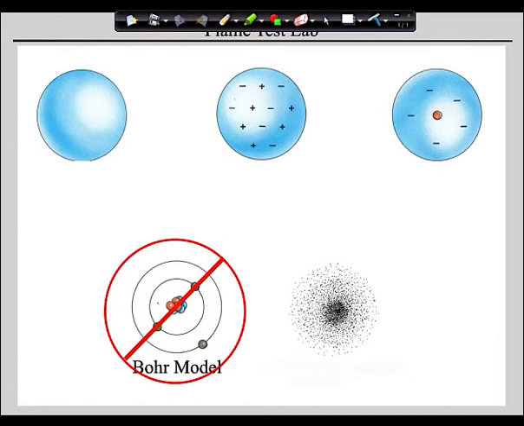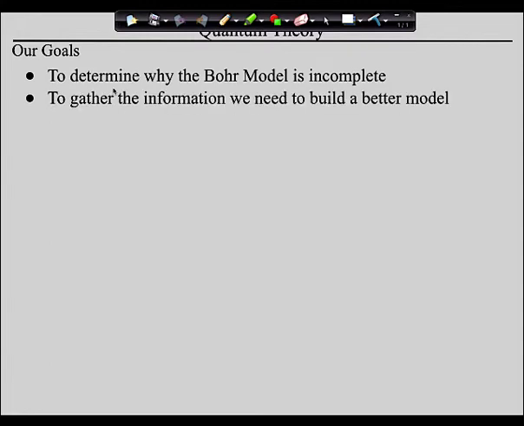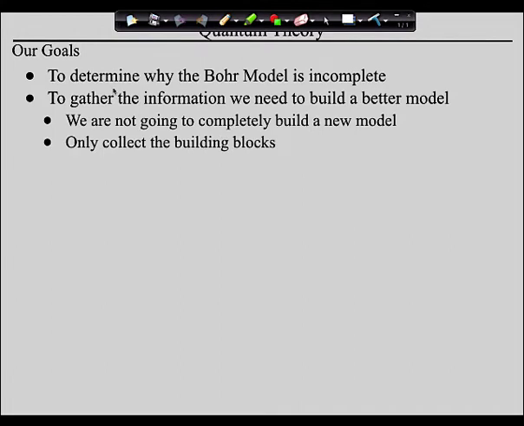Okay, so guys, with that said, this is how this is going to roll out. And this is not on your paper, so don't write it down. But guys, it's critical that you understand our goals today. First thing we're going to do is bustamify the Bohr model. We're going to talk about why it's not complete. Then we're going to gather together the information that we need to make the big jump on Monday, but we're not going to build the new model. We're only going to collect the building blocks. Do you understand the limits of what we're doing?